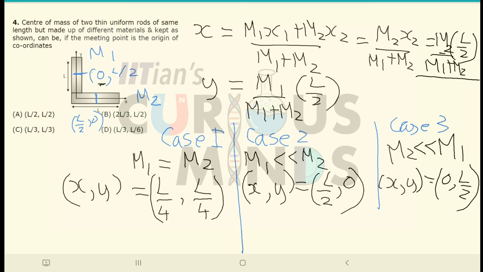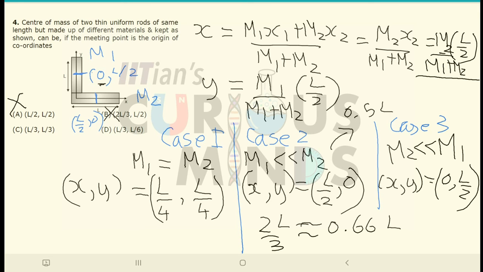Let us see what the options given over here are. Let us see the first option. L by 2 and L by 2 is never a possibility. If one is L by 2, the second has to be equal to 0. So this is not a possibility. Let us take the second option, 2L by 3. 2L by 3 will approximately come out to be 0.66 L, and in either of these two cases it is 0.5 L. So even the second is not a possibility.